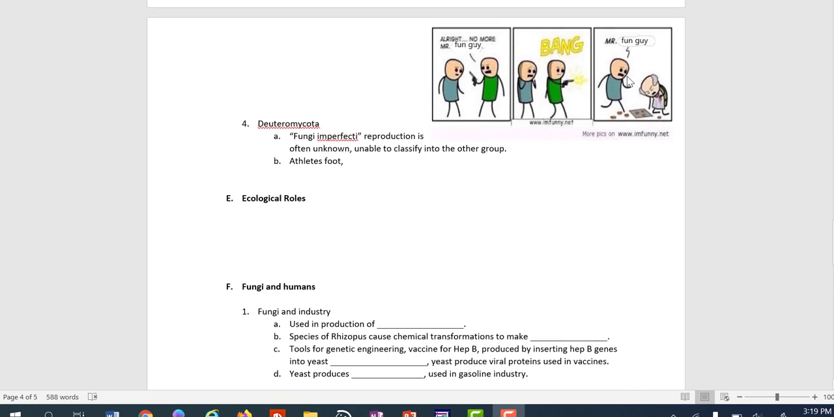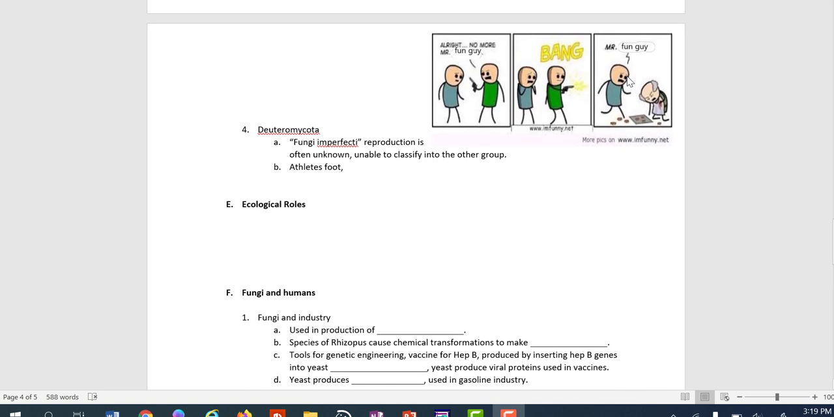Okay, ecological roles. So I think what I'll do here is I'll type these in, and then you can just start the video to get them.